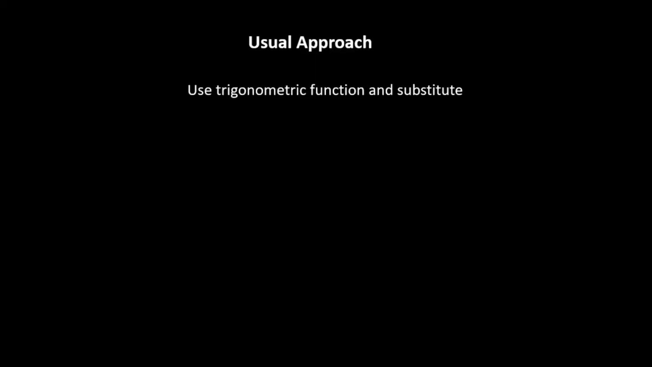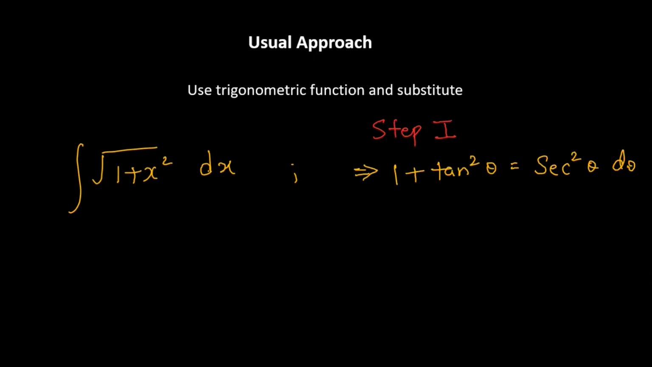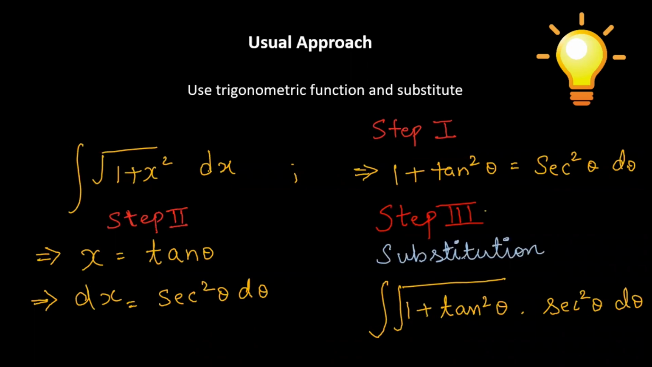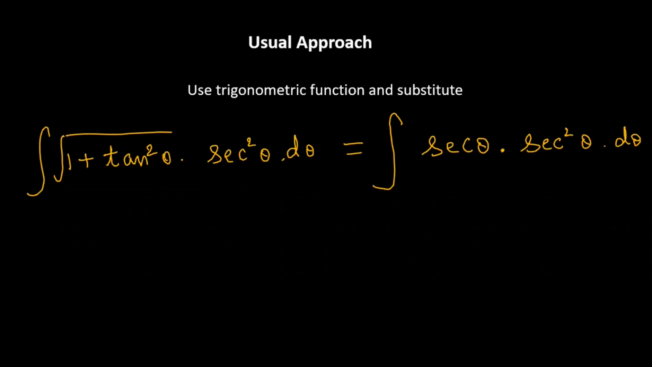Usually students would do the trigonometric substitution. How? Remember, this 1 plus x square inside the square root looks similar to 1 plus tan square theta, which is secant square theta. So if we substitute x with tan theta and dx with secant square theta d theta, that's the differentiation of tan theta, this is what we are going to get. The square root of 1 plus tan square theta will be secant theta, and dx will become secant square theta d theta. So we're going to separate it into two terms.